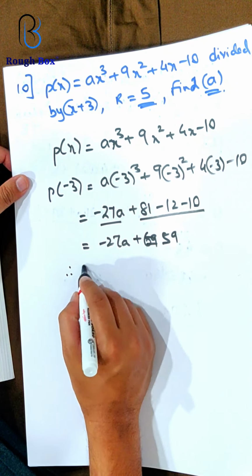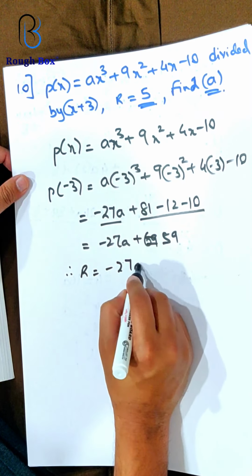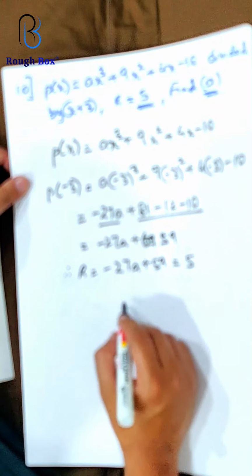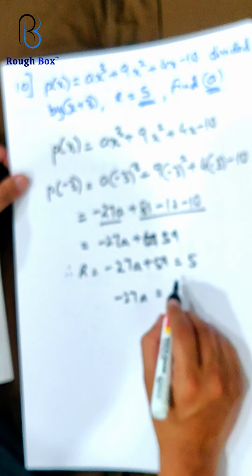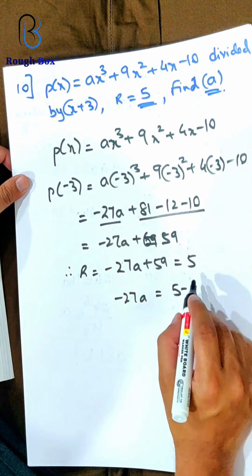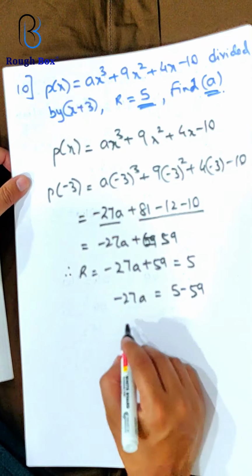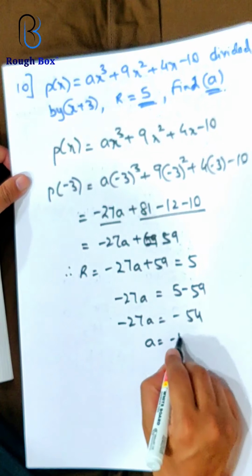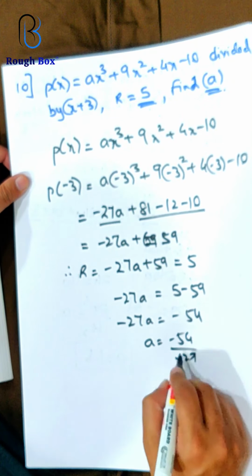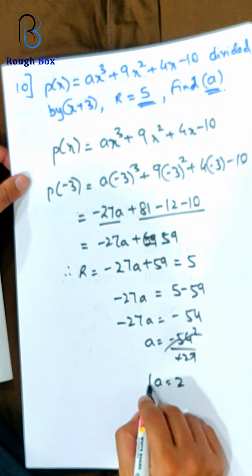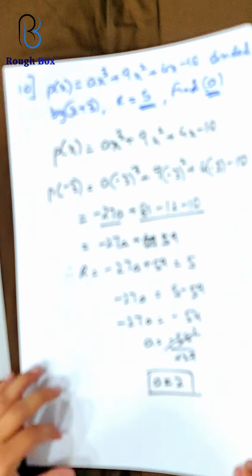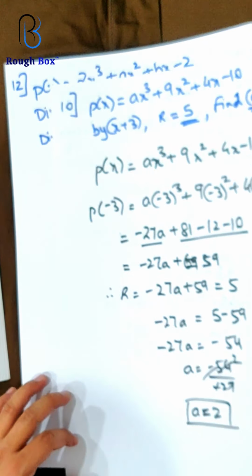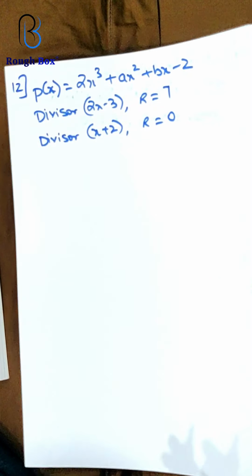So you say therefore the remainder is minus 27a plus 59, which is equal to 5. So minus 27a equals 5 minus 59. So I'll get minus 27a equals minus 54. So a will be 2. So we were able to find the missing variable. How many of you all got it on your own? Superb. That's good. Let's go to the next one.